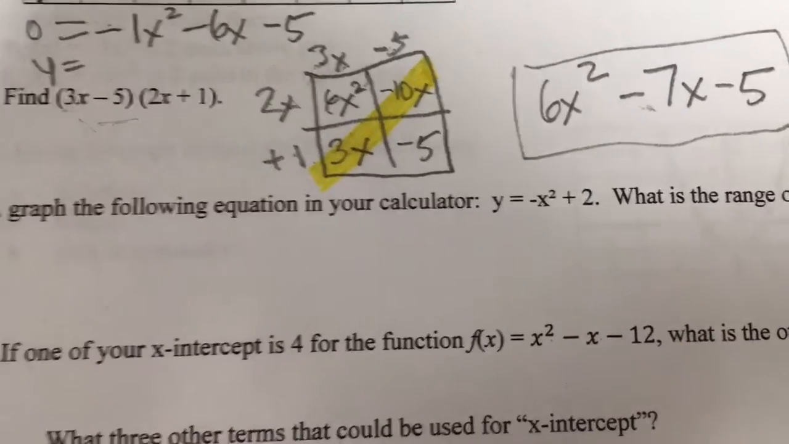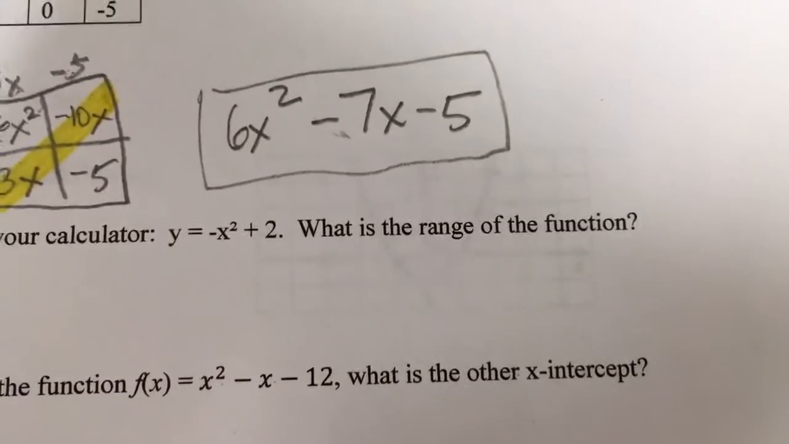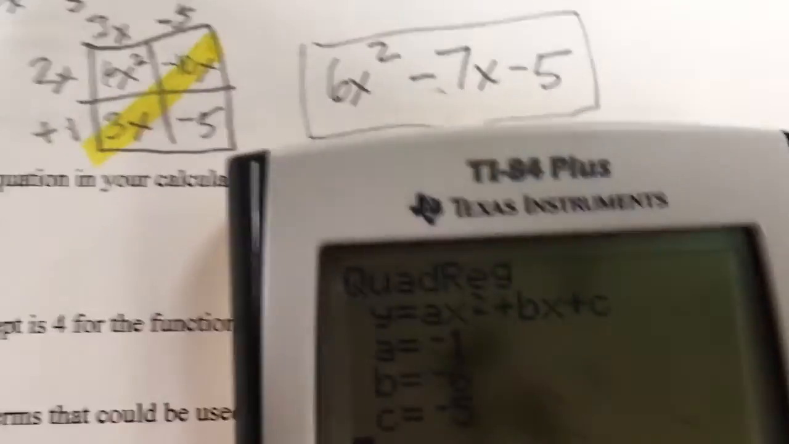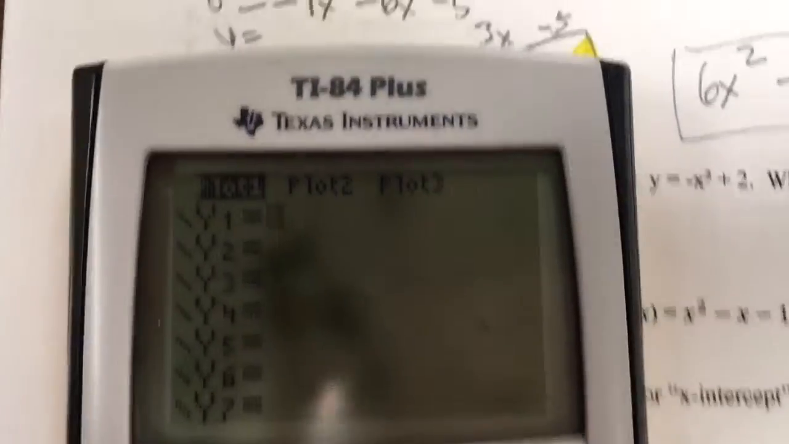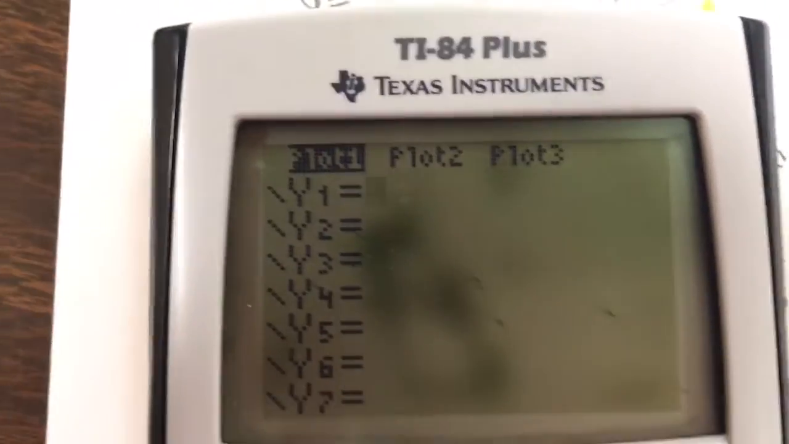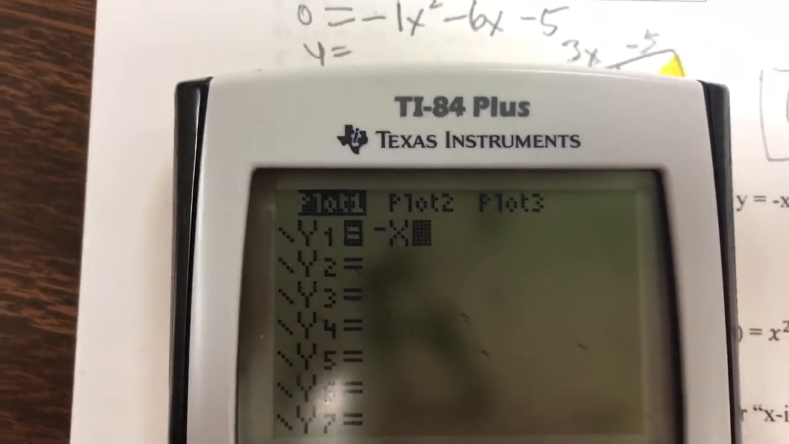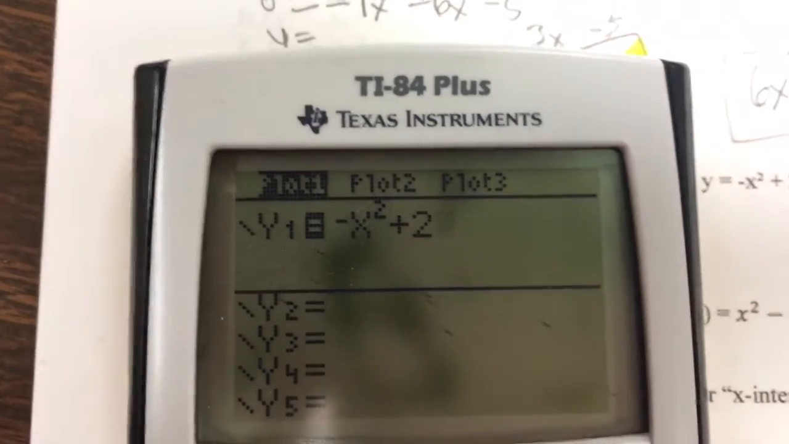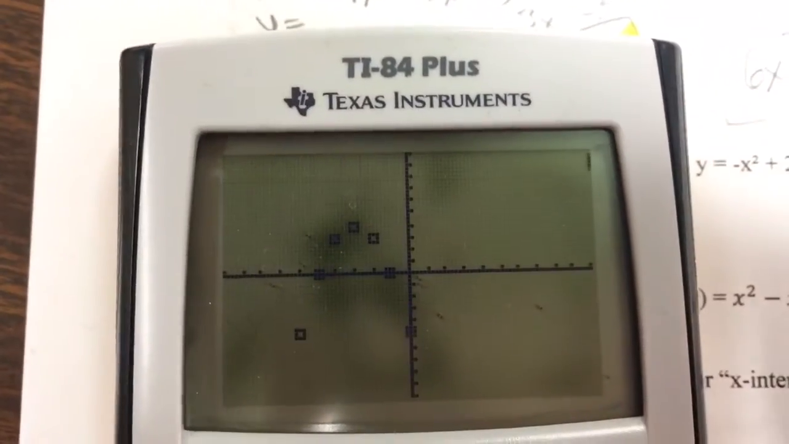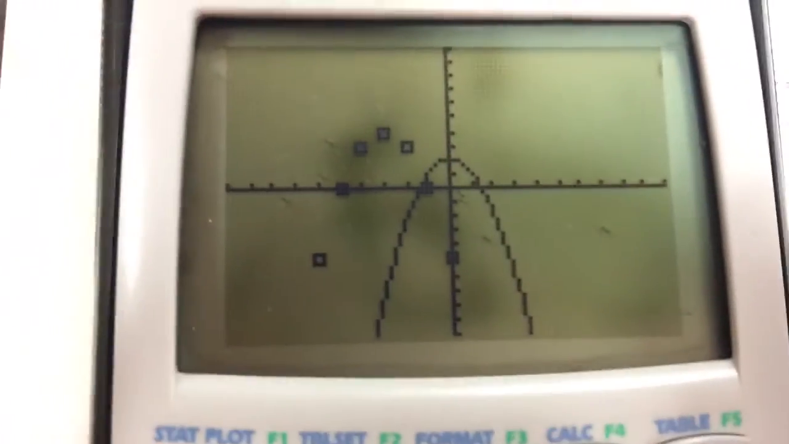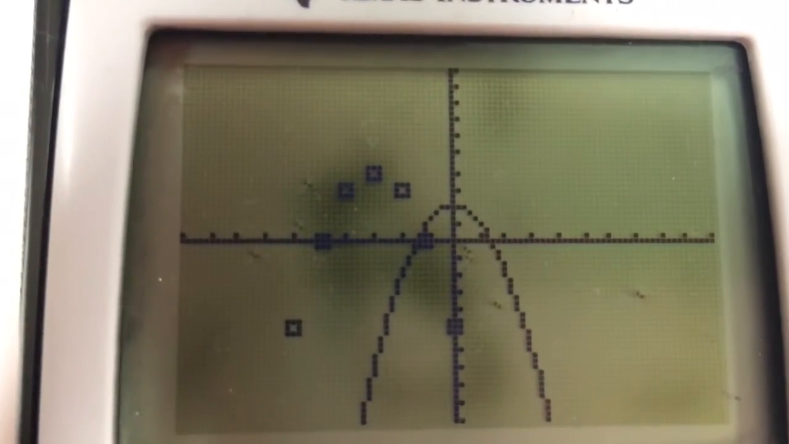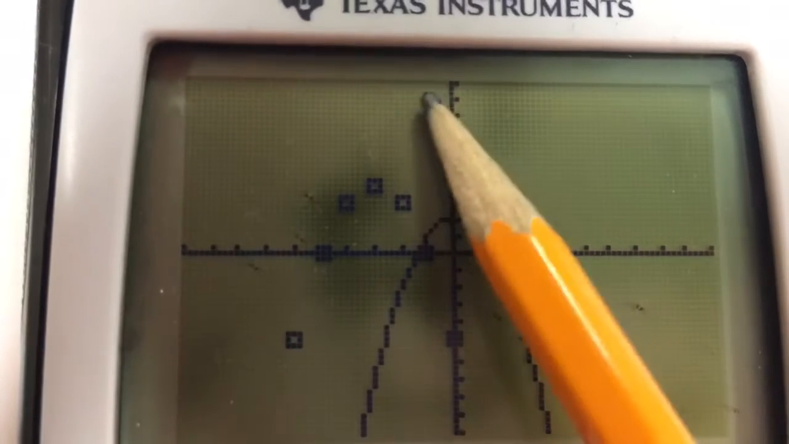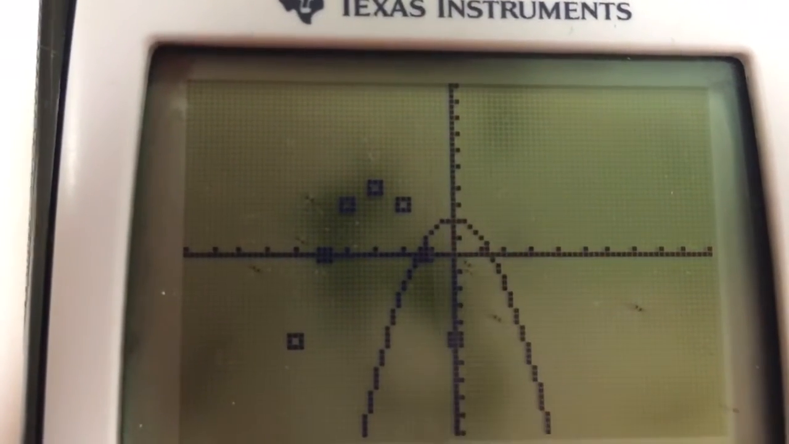Number 3. Graph the following equation in your calculator and find the range. So let's go to y equals in our calculator. I want to type in -x squared plus 2. I'm going to hit graph so I can take a look at it. And don't mind those dots that are on there. Don't have anything to do with the one we're graphing. And you can see we're looking for the range. That's the y values. So we're going to look at the y-axis.